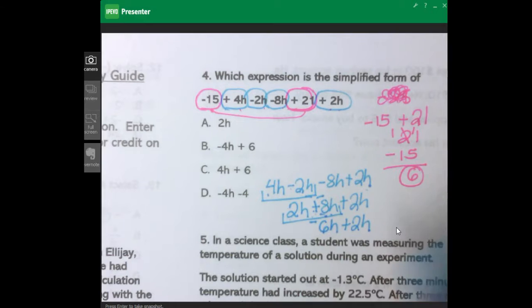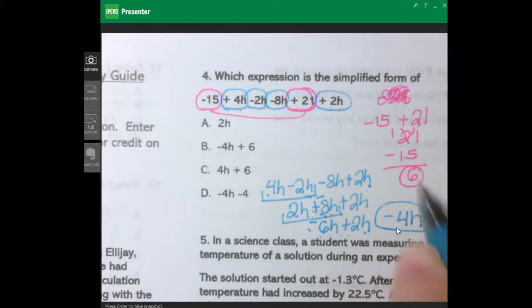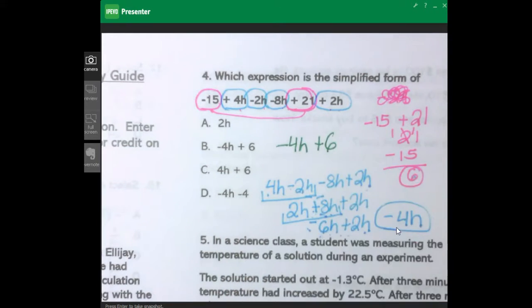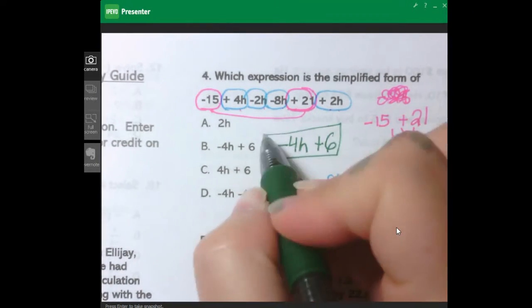We're down to the last pair. So negative 6h plus 2h is, we have different signs. So we subtract, keep the sign of the bigger number. Okay, so 6 minus 2 is 4. 6 is the bigger number, so I'm going to keep that negative. And we don't want to forget the h. So now I'm going to take both of my terms and put them together in one expression. So really what we have here is negative 4h plus 6. This is our final answer.